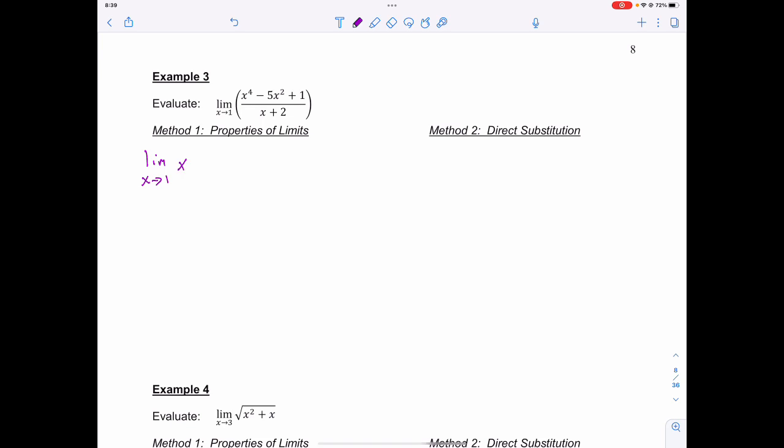of x to the 4 minus 5x squared plus 1 divided by the limit of the second one, or the denominator, the limit as x approaches 1 of just x plus 2. Then from here, I can use the sum and the difference rules. Remember that I'm just taking x to the 4 minus 5x squared plus 1 and x plus 2.